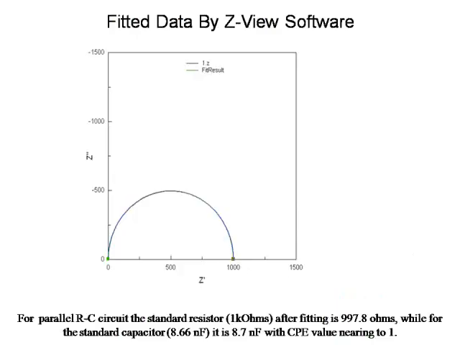For the parallel RC circuit, the standard resistor of 1 kilo ohm after fitting is 997.8 ohms, while for the standard capacitor of 8.66 nanofarad, it is 8.7 nanofarad with CPE value nearing 1. This is fitted data obtained by ZView software.